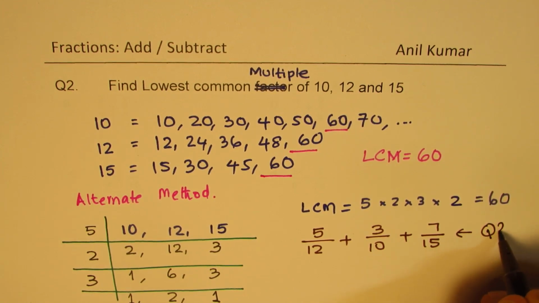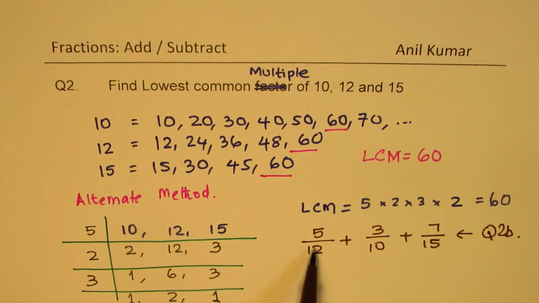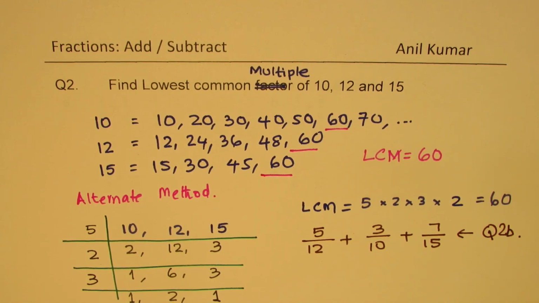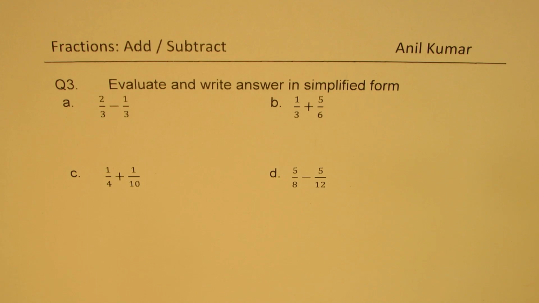So I'll call this question 2b. You need to add these three fractions. You know that the LCM for 12, 10 and 15 is 60, correct? So let's move forward and take up the third question, which has so many other practice questions.